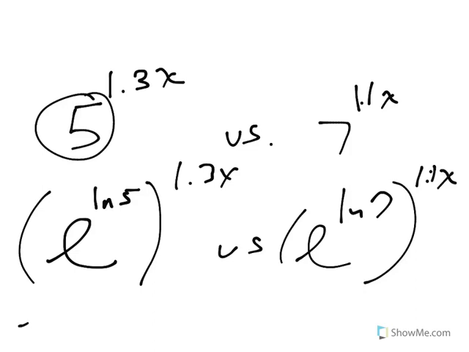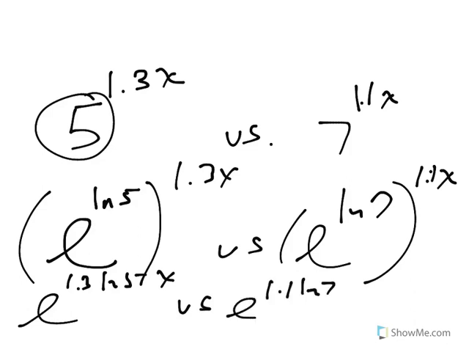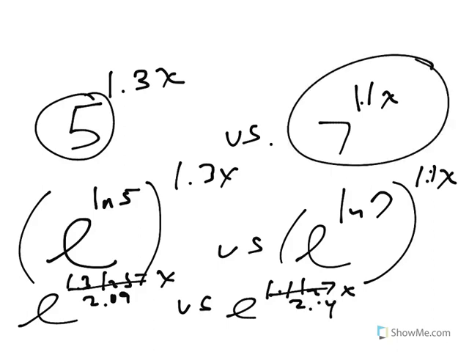Now I can multiply the exponents, so 1.3 ln 5x versus 1.1 ln 7x. And I have to use my calculator to see that 1.3 times ln 5 is about 2.09, and 1.1 times ln 7 is about 2.14. So it turns out that 7 to the 1.1x is bigger than 5 to the 1.3x.